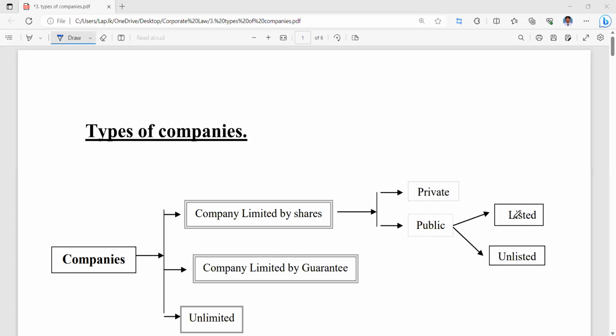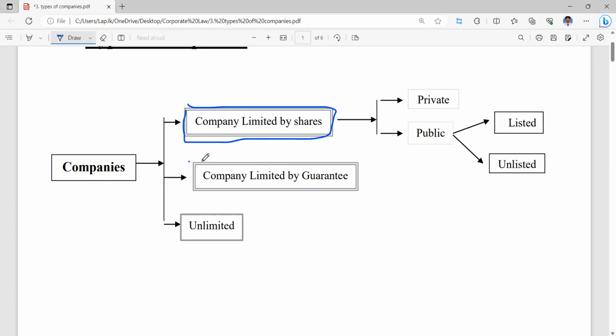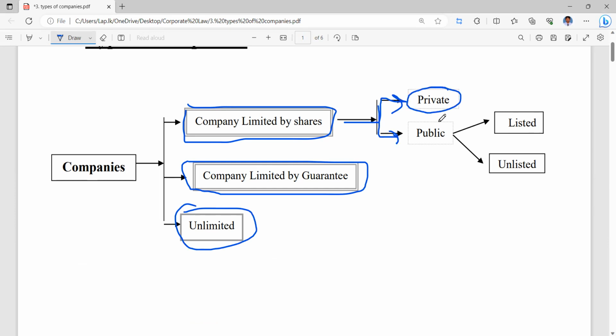Morning. Today we're going to discuss the types of companies. Under that, we can mainly categorize companies limited by shares, companies limited by guarantee, and unlimited companies. Limited by shares, we can divide into private company and public company.